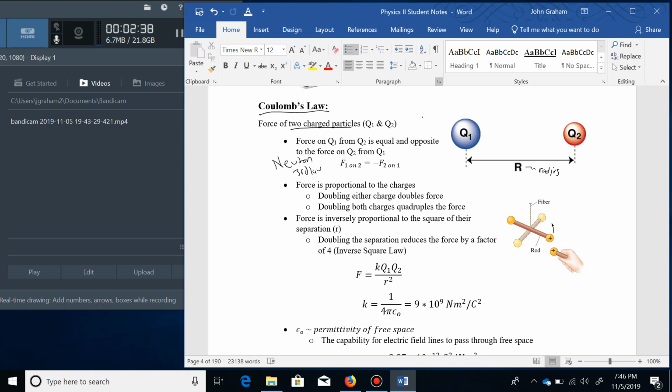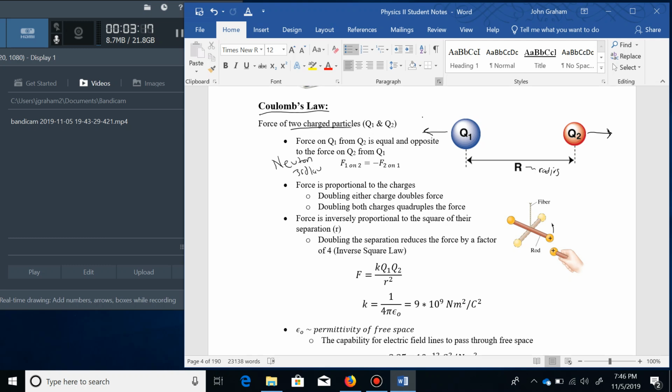So in other words, when Q1 is putting a force onto Q2, and it could be a force that is pushing it away, Q2 is going to put a force onto Q1, but it's going to be equal but in opposite directions. So when Q1 is trying to push Q2 away, Q2 is going to try to push Q1 away. So if these are two electrons, for example, electron 1 is going to try to push electron 2 away. Electron 2 is going to try to push electron 1 away.